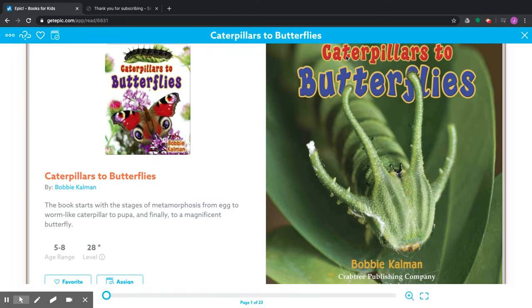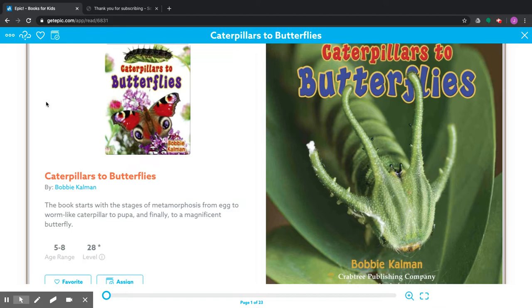This book is called Caterpillars to Butterflies. This is an example of a non-fiction book. I want you to think to yourself, what is a non-fiction book? That's right. A non-fiction book gives you information. It's a book that you read to learn new facts or to maybe change your opinion about something. So today we are going to learn about how caterpillars become butterflies.